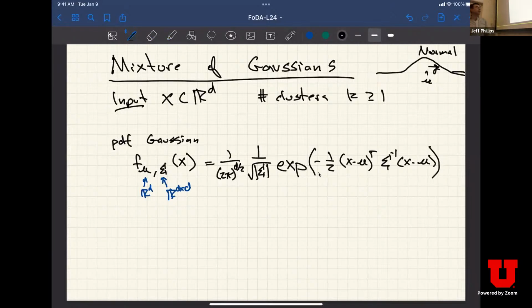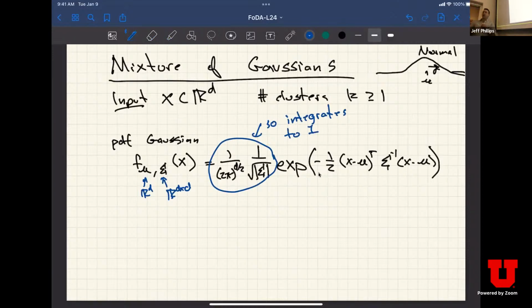The determinant of a matrix is kind of like a norm: as the matrix values get larger, the determinant gets larger. Hopefully you've seen the determinant in a linear algebra class. If not, it's not so important. This stuff is only here so that if I integrate it, it's going to integrate to 1.